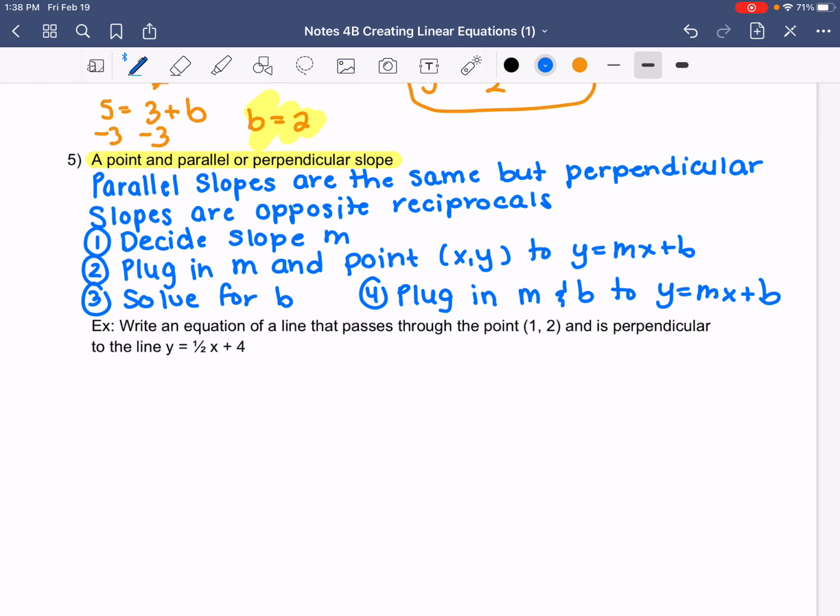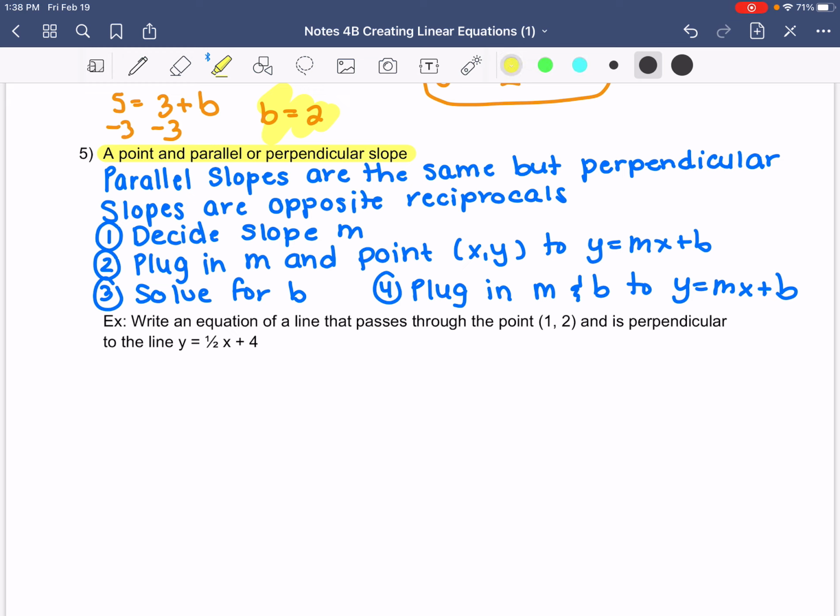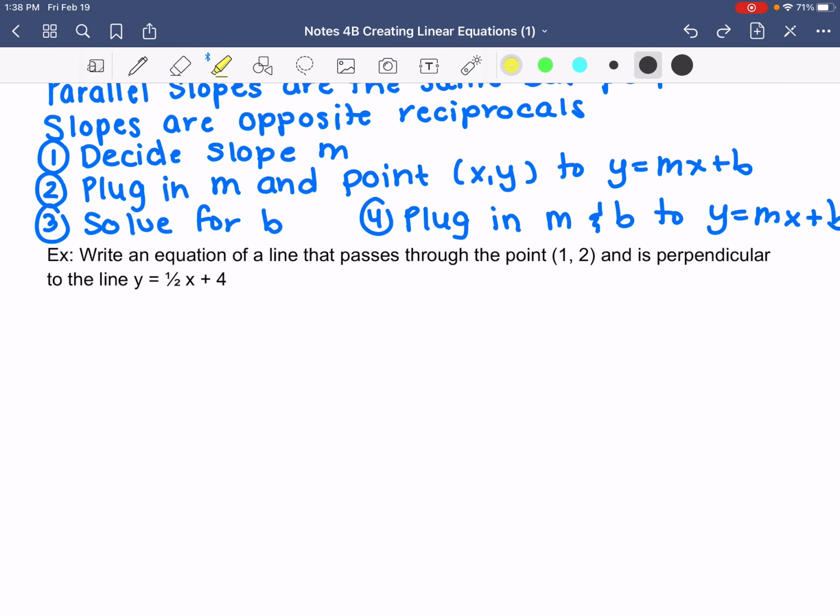All right, so here is our last example. It says, write an equation of the line that passes through the point 1, 2 and is perpendicular to the line y equals 1/2 x plus 4. All right, so step 1 says to decide slope m. So they gave us an equation. Okay, here's our equation. And in this equation, they give us a slope. Okay, they don't say here's the slope, but they give you a slope. So the slope of this line is 1/2. It says we want the perpendicular slope.